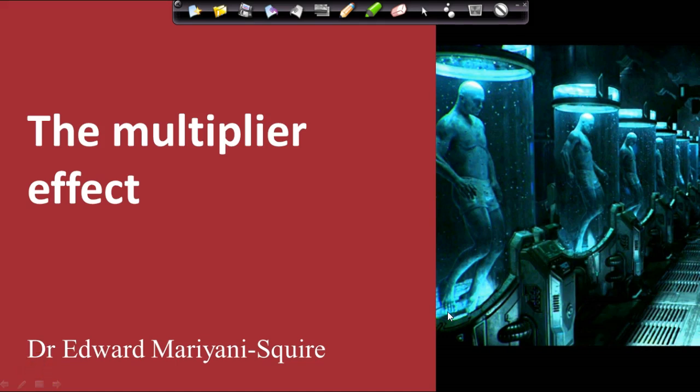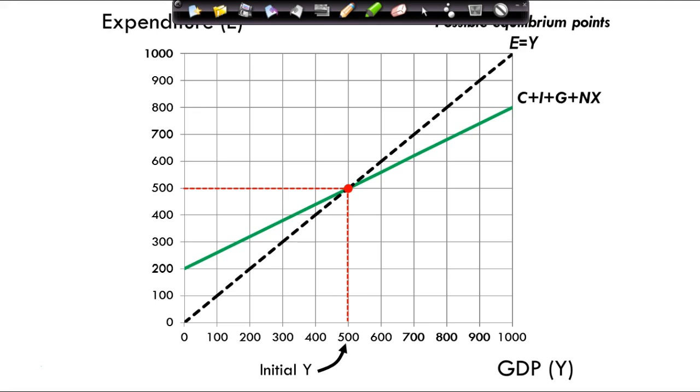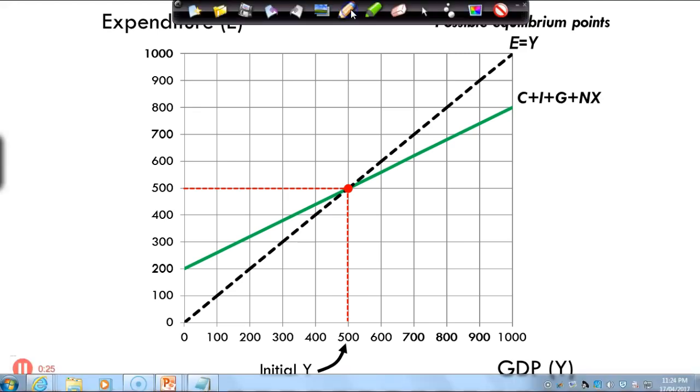Okay, now let's look at another aspect of the Keynesian cross model. In particular, what we're interested in here is seeing what happens when there is a change in an autonomous component of expenditure. So we can see here is our Keynesian cross model, and we've got total expenditure here. The economy is in equilibrium at 500 income, 500 expenditure.